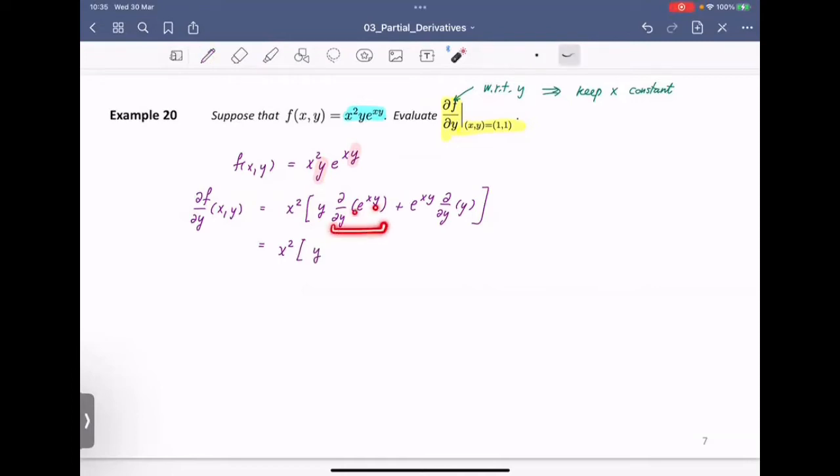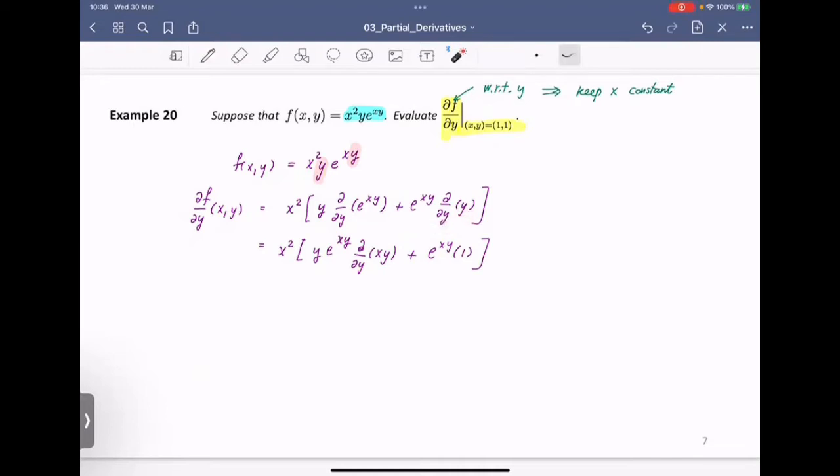So e to the xy is like e to the sine x, for example. When you differentiate in Cal 1, you differentiate e, you get the same thing, but we have the inner function, so you have to differentiate sine, you get cosine. The same thing here: you keep e to the xy, but the derivative of the inner function xy is going to multiply as well. This is because of the chain rule. All right, plus e to the xy, and this one is 1, because differentiating y with respect to y gives 1.